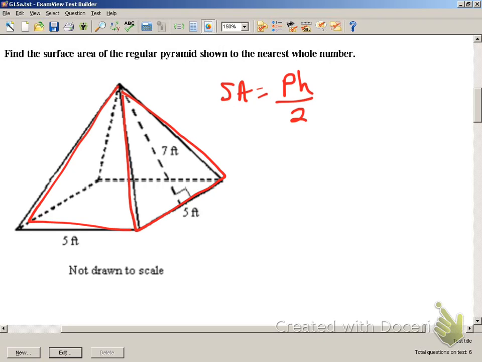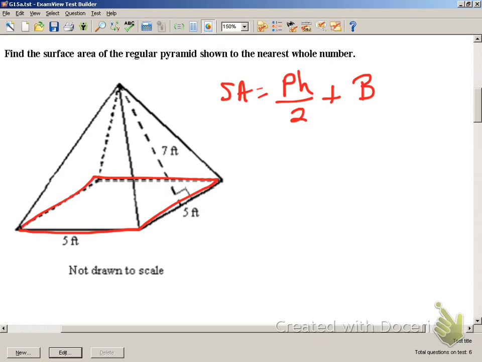Plus, and there's only one base. So here is my base. It is a 5 by 5 by 5. So, oh, I'm sorry, I messed up my formula. I apologize. It's not height. It's slant height, so that should be an L. I'm sorry. That should be slant height, so that's an L.